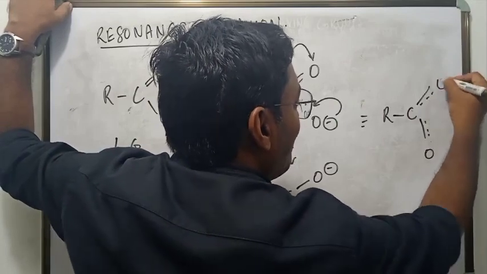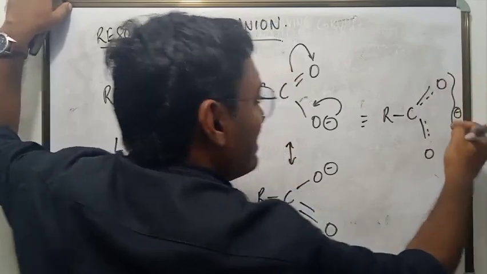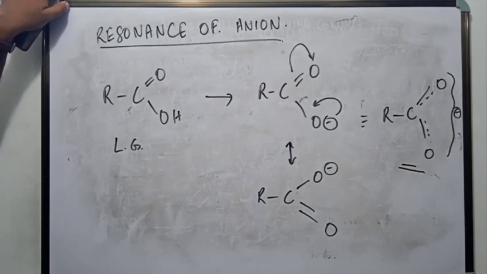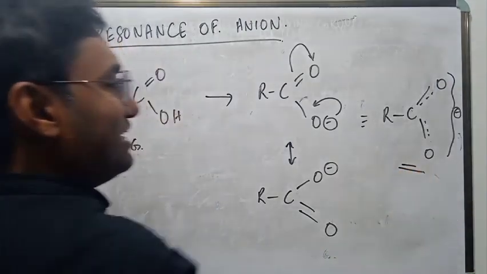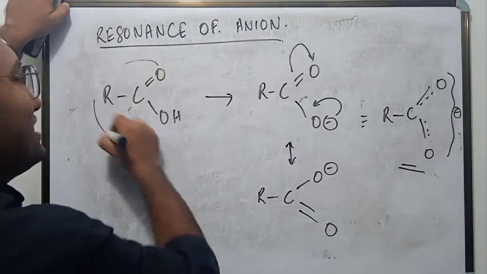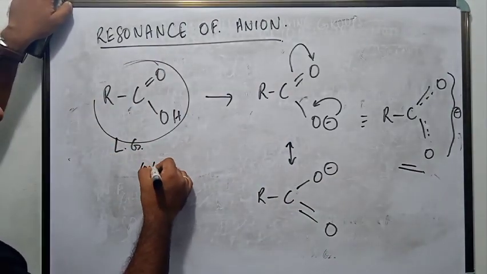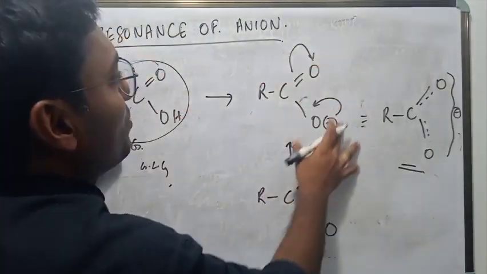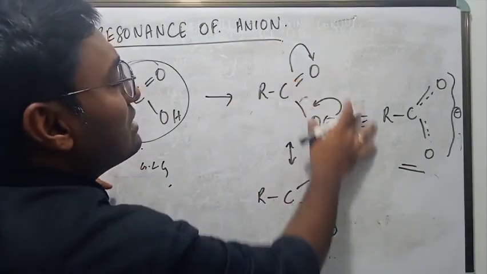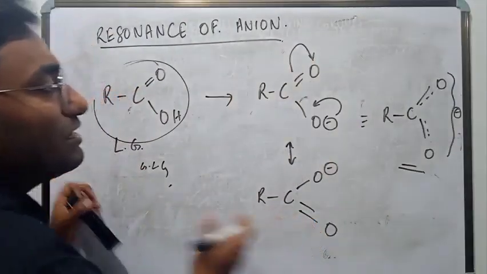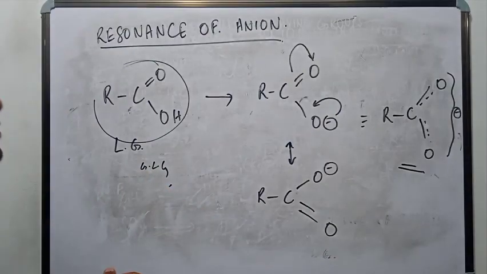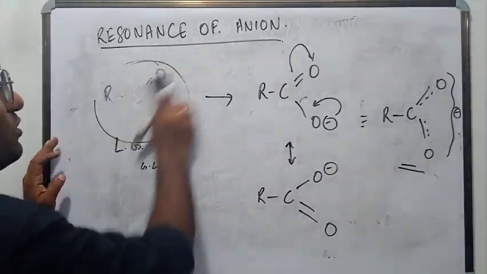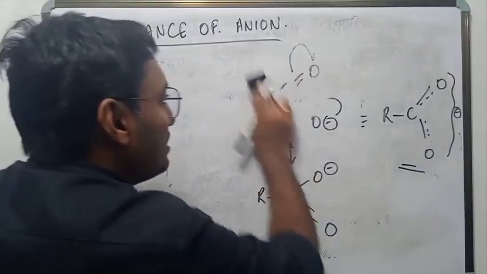Now, in such a resonance, the negative charge is getting delocalized, so the formation of the anion is favored, and therefore the carboxylate group is a good leaving group. So if there is resonance, that would support the formation of the anion, because resonance makes the anion stable. If the anion is stable, it would act as a good leaving group. So resonance also determines whether it is a good leaving group or a bad leaving group.